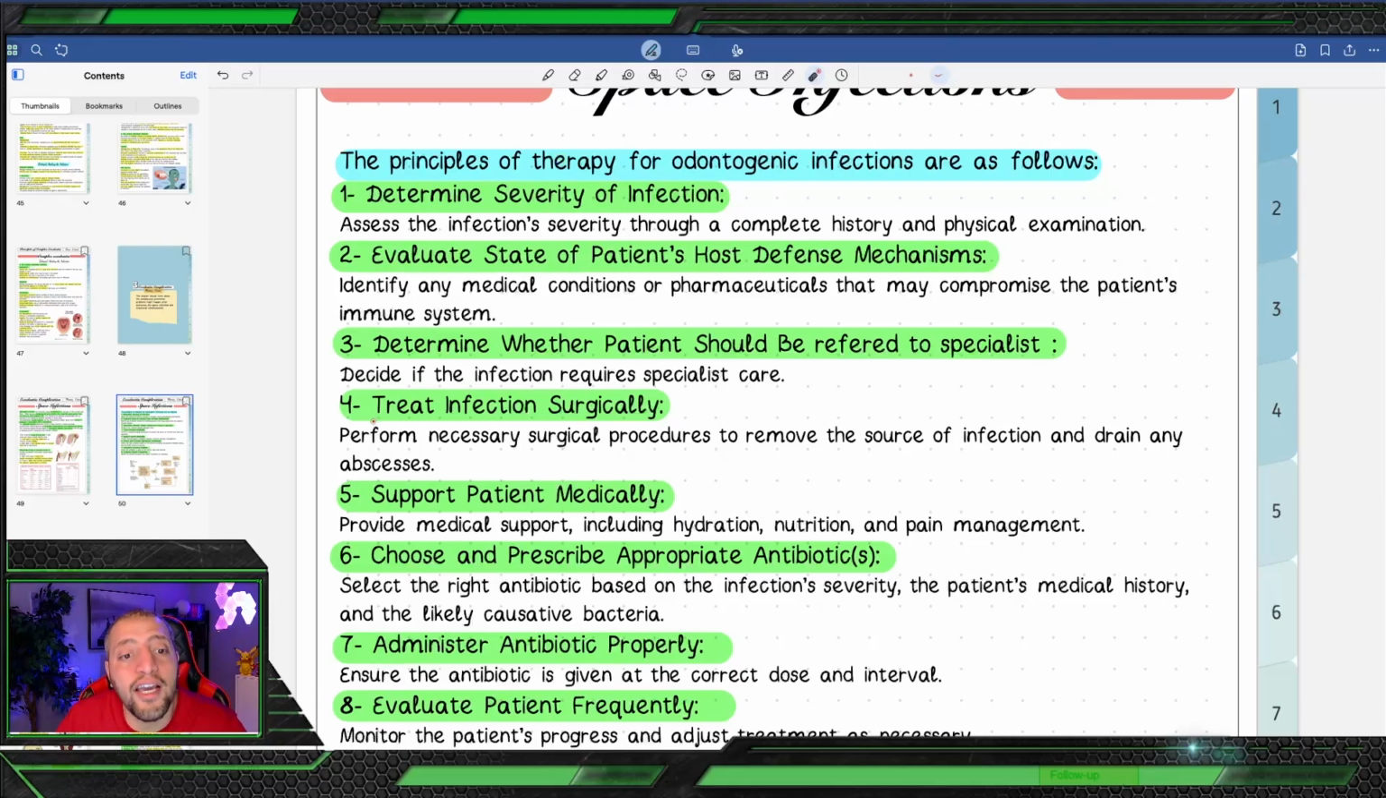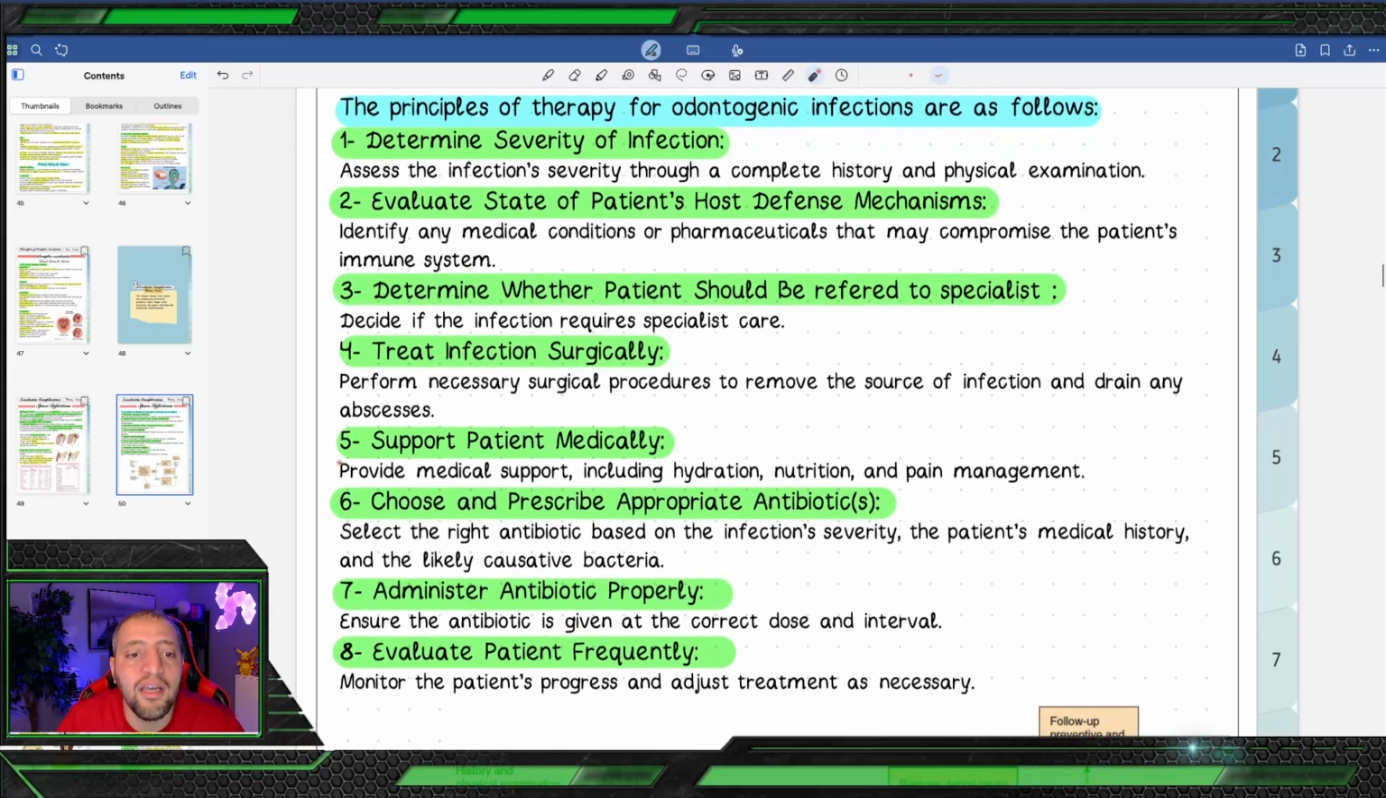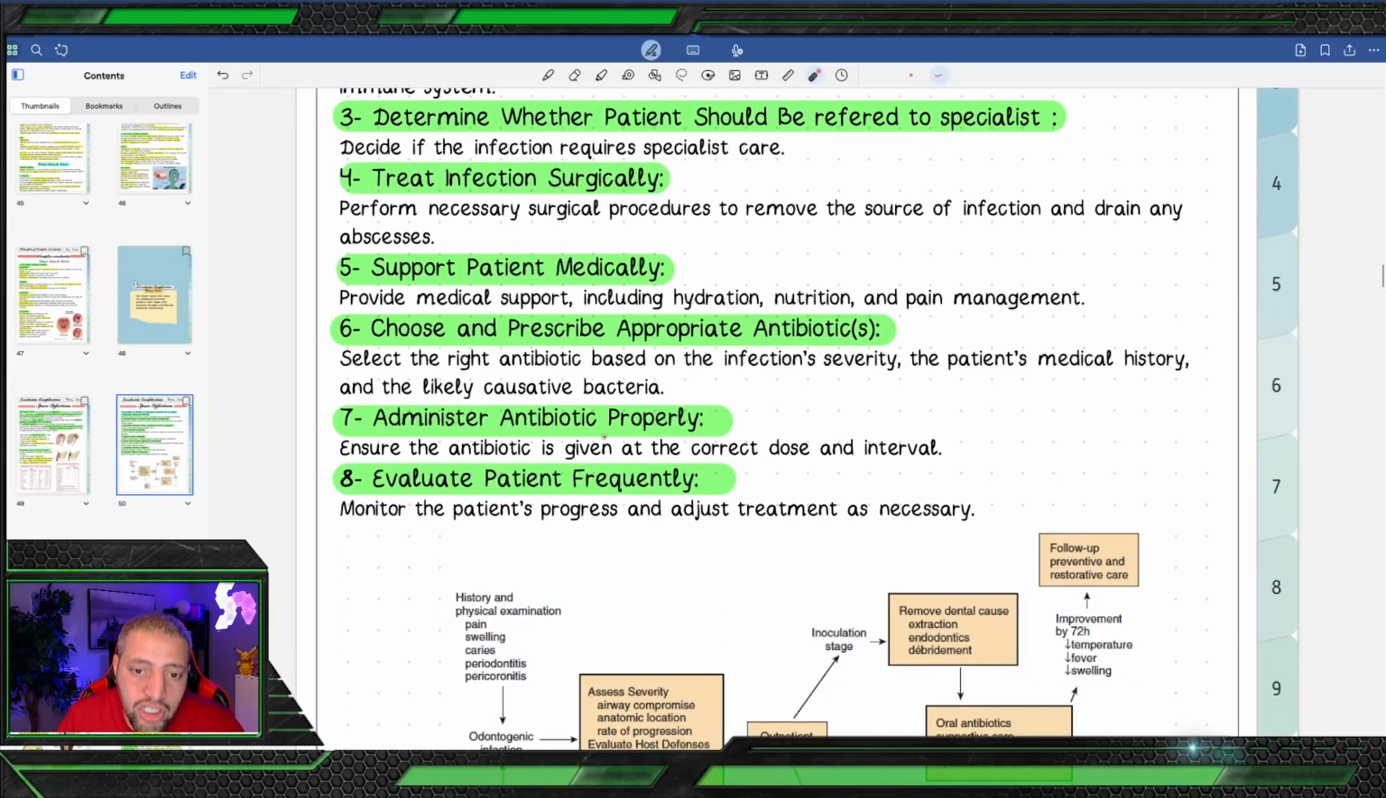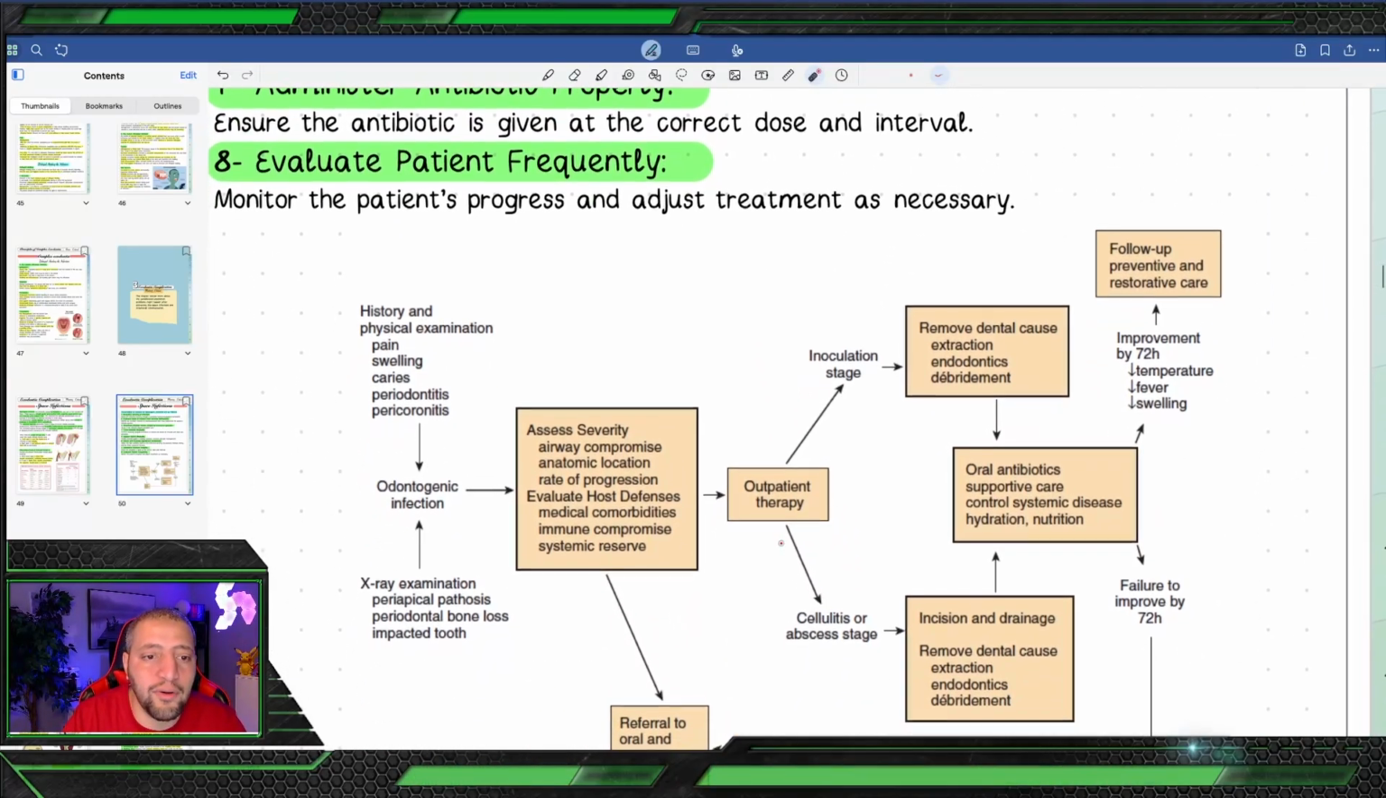And if you would like to treat it surgically or you would like to treat it only with local measures or only antibiotics, so this is really important. And support the patient medically, choose and prescribe the appropriate antibiotic, administer the antibiotic properly, meaning the correct regimen for the correct duration, and evaluate the patient frequently because it might start as abscess and end up as cellulitis. So this is how we're gonna think about this.